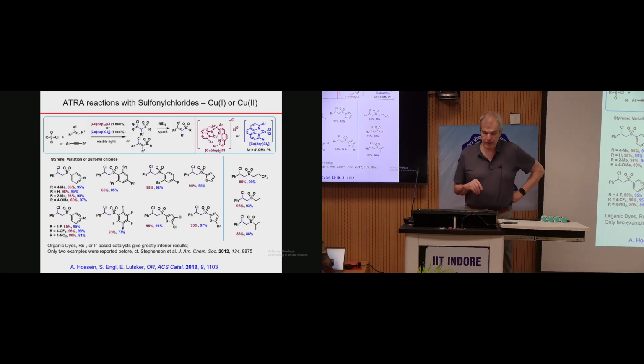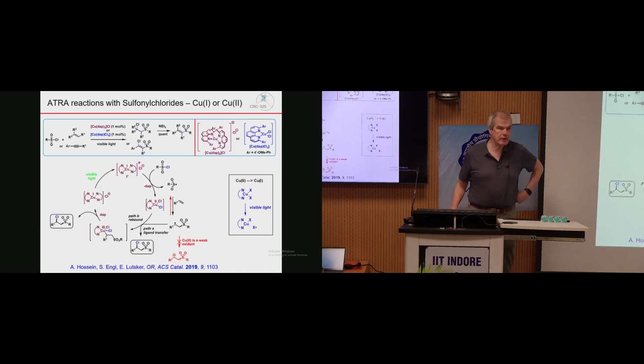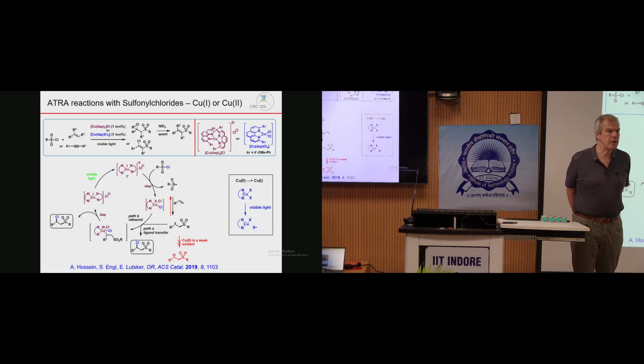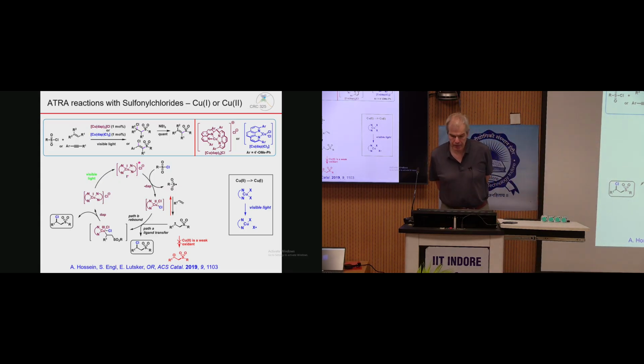Why are we getting these? Why can we do this with copper-2? And the answer to this is obviously we must be forming copper-1. How do we do this? Because we don't have a reductant present, and we have nothing which we can oxidize and do this.